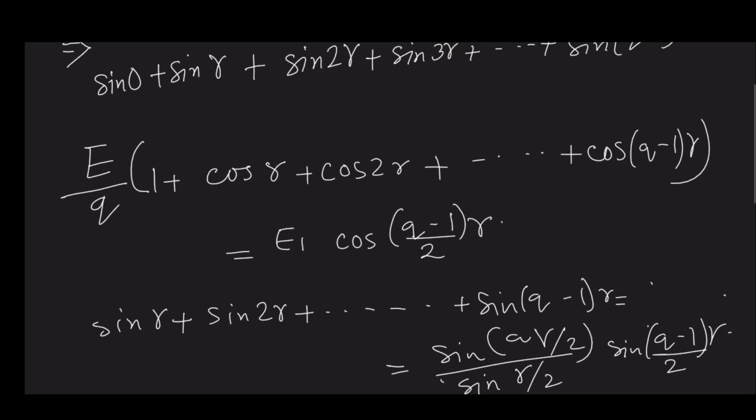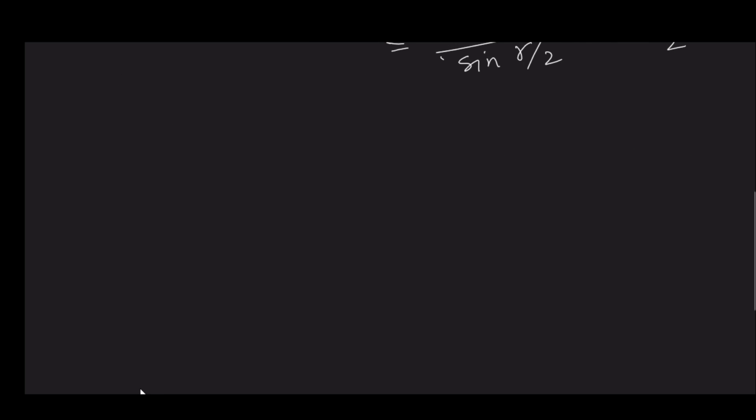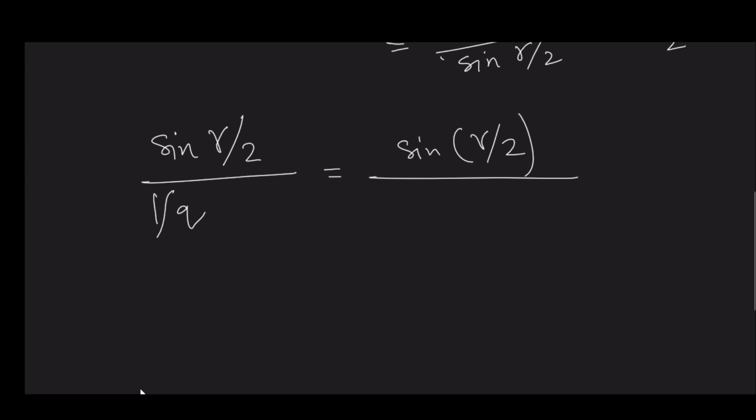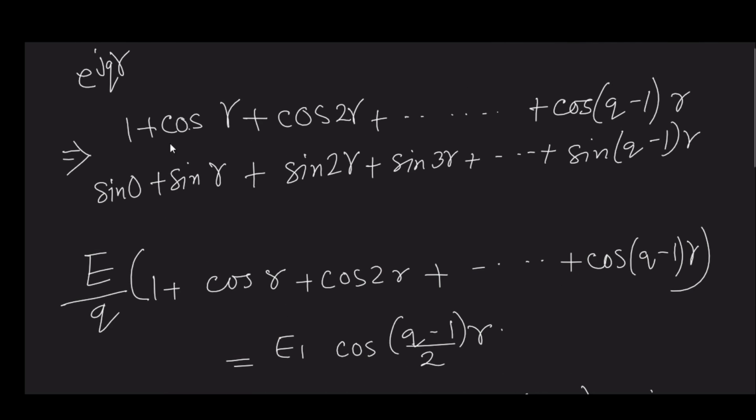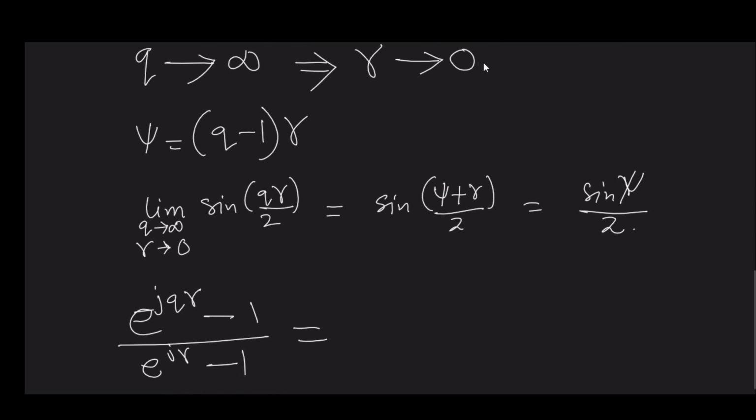Now see, from this what we can write is the limiting value of q sine gamma by 2. When sine theta is very small, we can replace it by sine x equal to x. Applying the same logic, we can write sine gamma by 2 divided by 1 by q is equal to sine gamma by 2 divided by gamma divided by psi plus gamma. How are we getting this psi, gamma plus psi, from this equation.